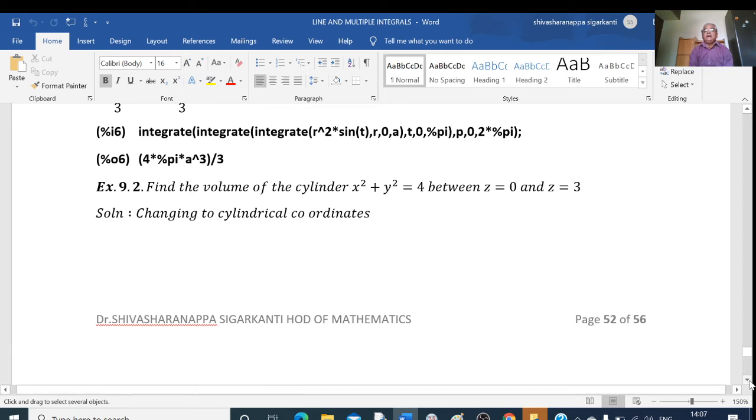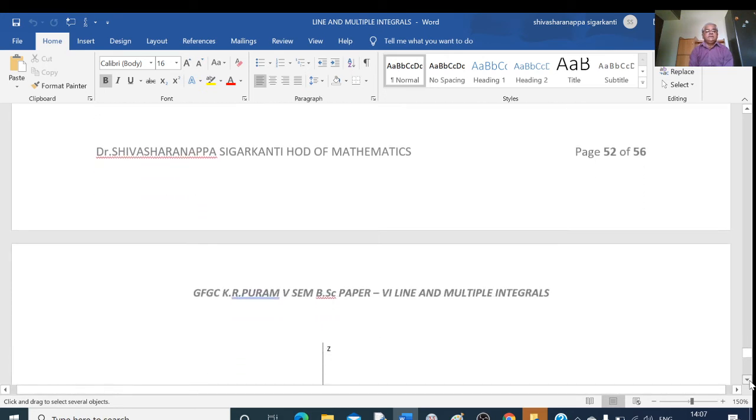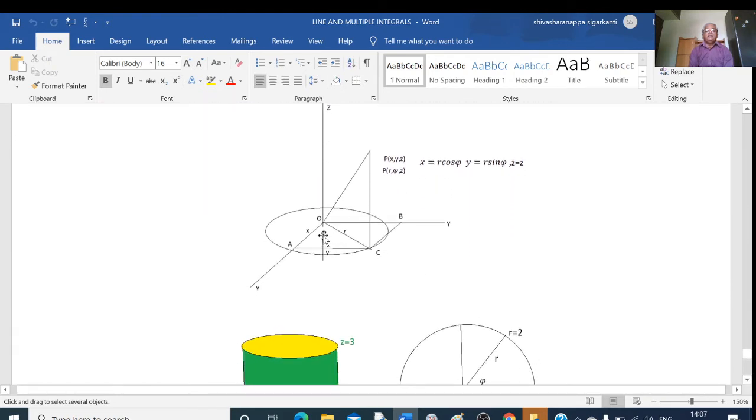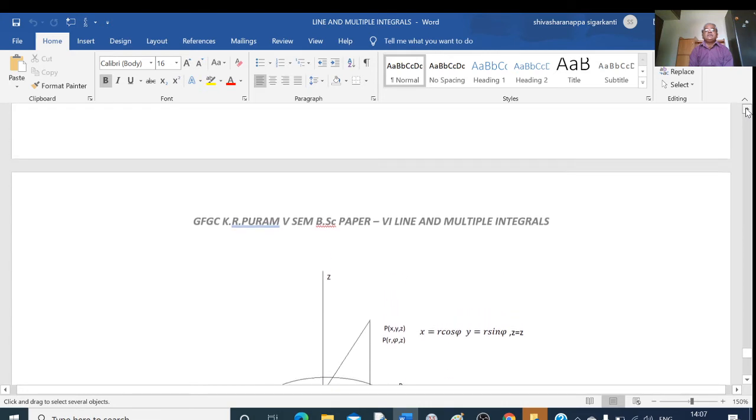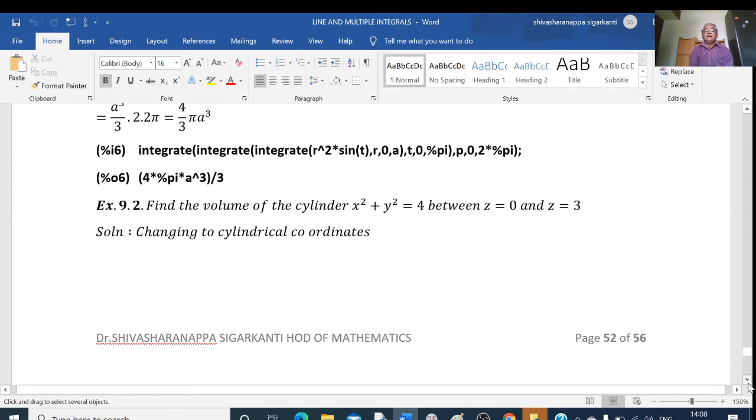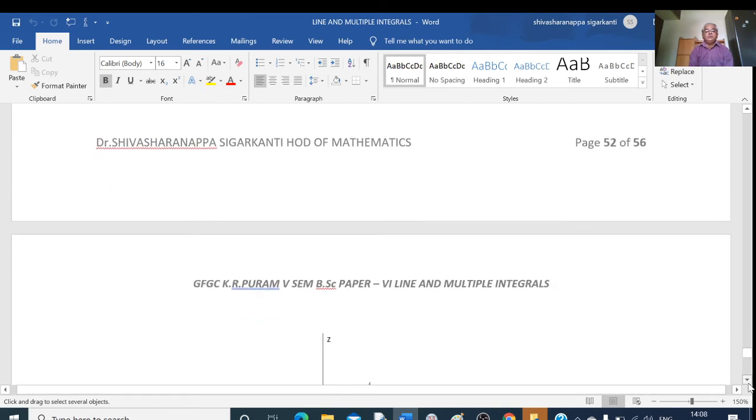dr d phi dz. So the integration is, and here phi ranges from 0 to 2 pi. R ranges from 0 to the radius. Radius in this case is equal to 2. X square plus y square equal to 4 means radius is equal to 2. R ranges from 0 to 2. Z ranges from 0 to 3. Phi ranges from 0 to 2 pi.